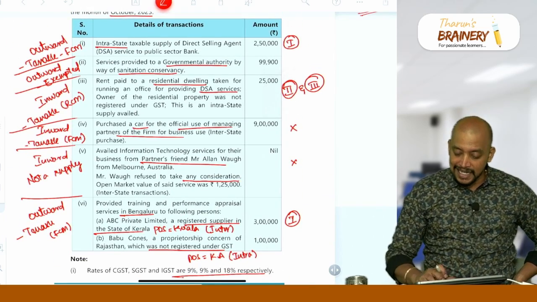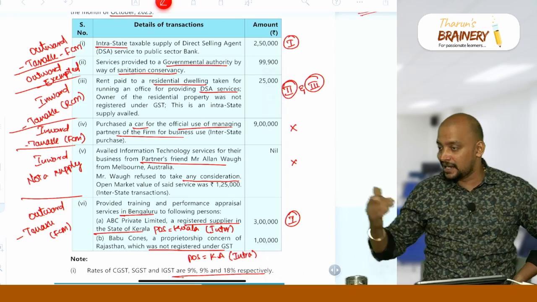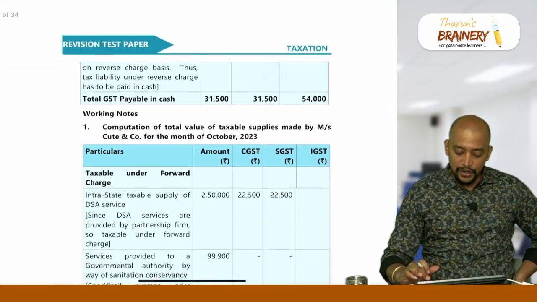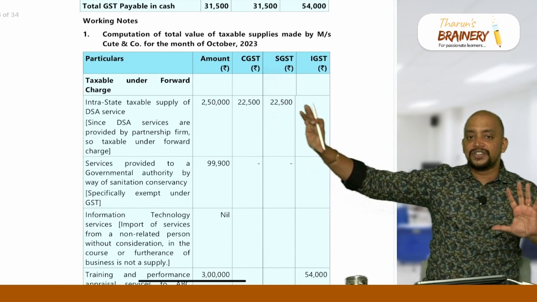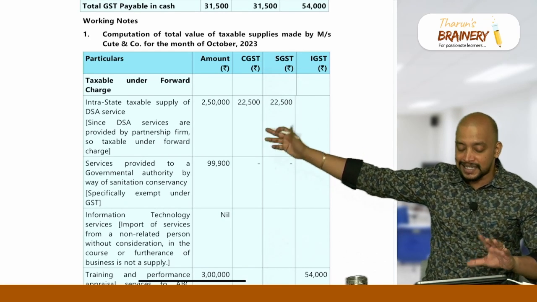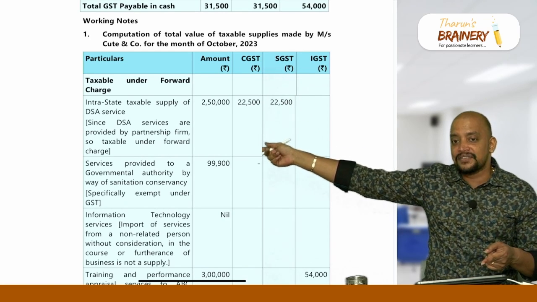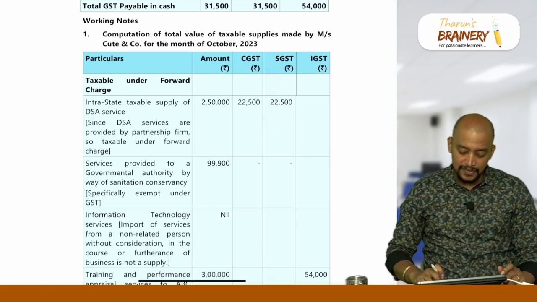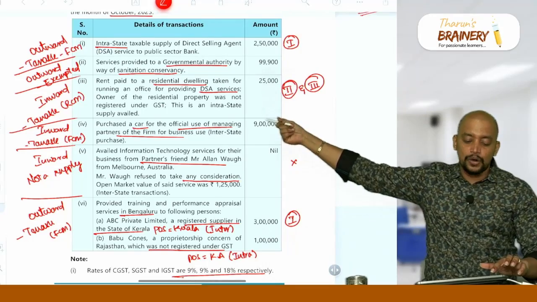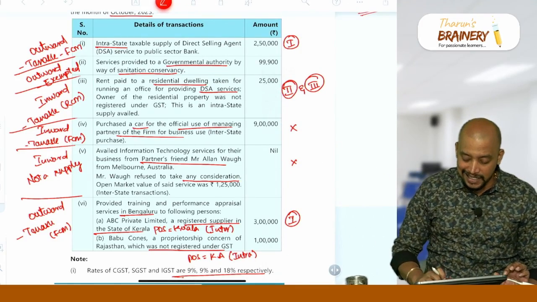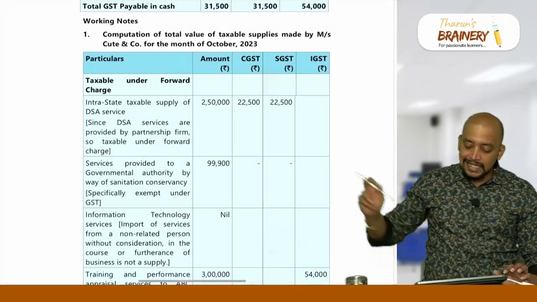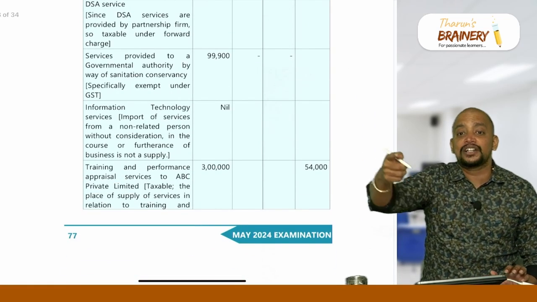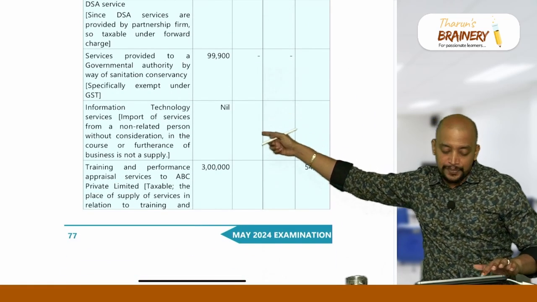Okay. Now we will see the answer. We understood where and all it will come. So see the answer here. First, working note number 1, computation of GST payable on outward supplies. Transaction 1, DSA service, taxable under FCM. Correct? That's what we have seen here. Remember here, outward taxable under FCM. That too it is intrastate. So which column it will come? CGST, SGST. Then service provided to government authority, exempted, but we need to write the note.